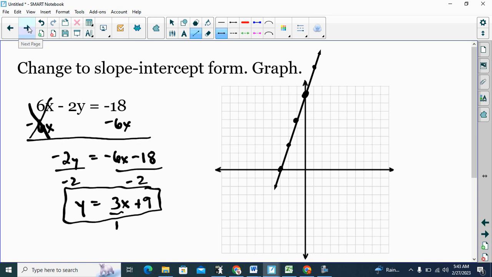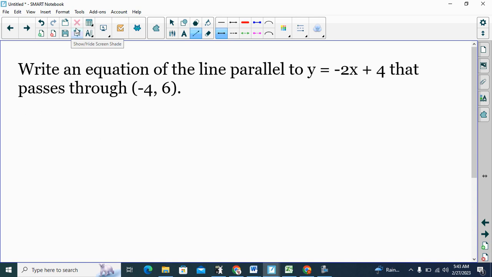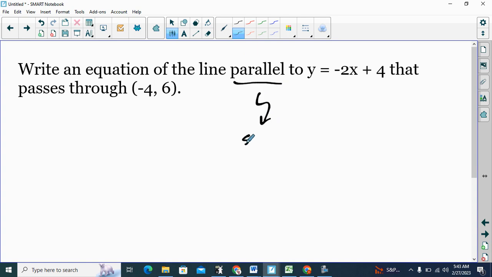We also wrote equations of lines, particularly parallel and perpendicular lines. Parallel lines, remember, have the same slope. So this one asks us to write an equation of the line parallel to y equals negative 2x plus 4 that passes through the point negative 4, 6. Parallel line, same slope. This line has a slope of negative 2. So the slope of our new line should also be negative 2.